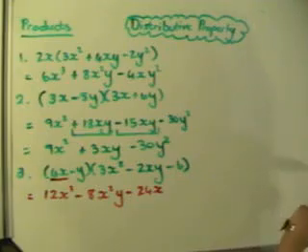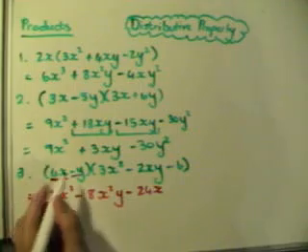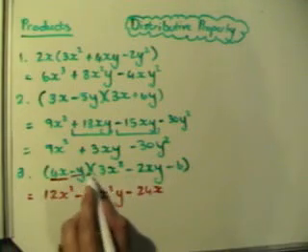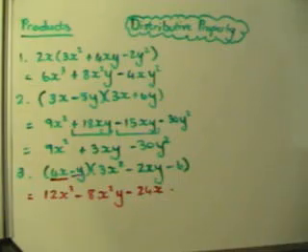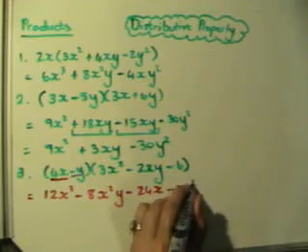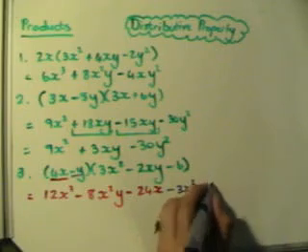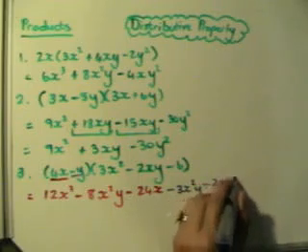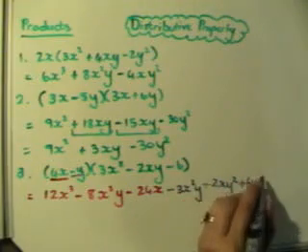And then I'm going to multiply minus y throughout with this whole bracket. So minus y times this is minus 3x squared y, and minus y times this term becomes plus 2xy squared, and minus y times this becomes plus 6y.